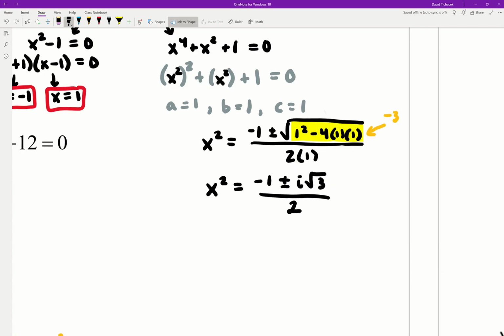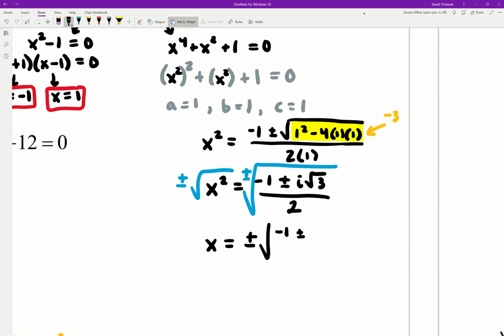We want to figure out what x is going to be equal to here, and so what we are going to need to do is apply a plus or minus square root to both sides of this equation. So our final answer here is going to be x is equal to plus or minus the square root of -1 plus or minus i times the square root of 3, all over 2.